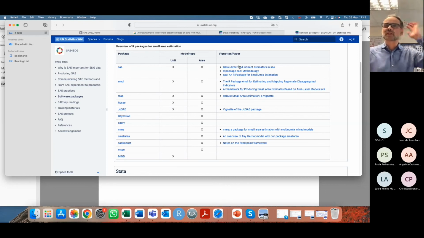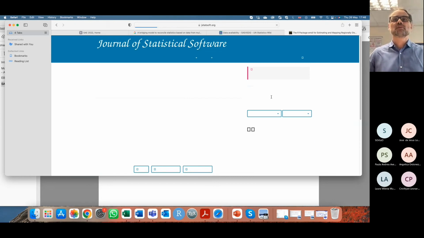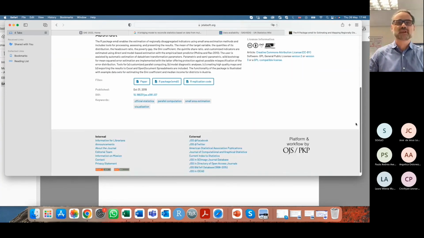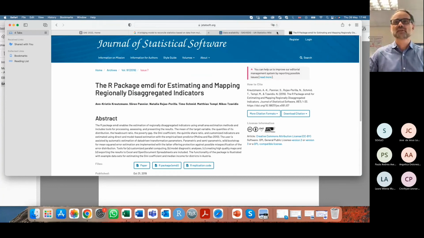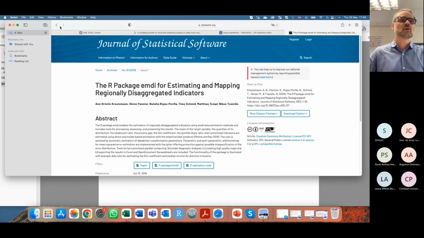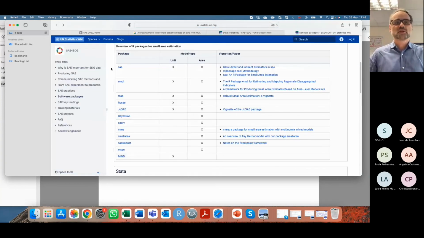So basically, if I click on the EMDI package, let me just click here. Hopefully that will take you to the paper that was written by colleagues in 2019, and so you can read through this vignette effectively to see what exactly the EMDI package is doing, right? So let me go back. So you can study a bit this page.